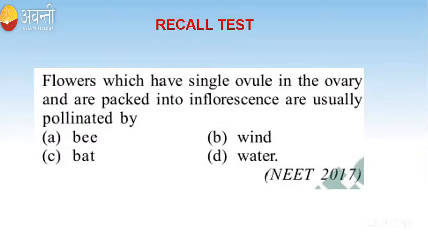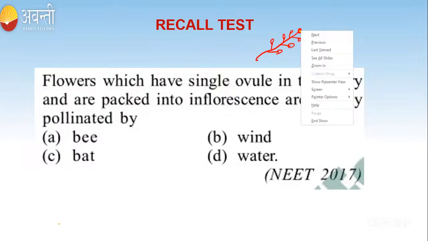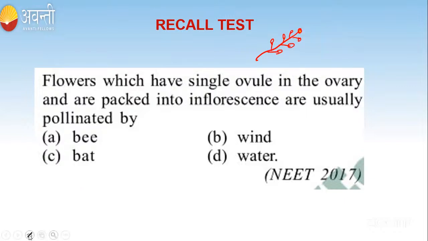Let us go to the next question. The flowers which have a single ovule in the ovary and are packed into an inflorescence. These flowers are packed into the inflorescence, but each has only one ovule. Tell me which type of pollination it is. Option A, insect. B, wind. C, bat. D, water.